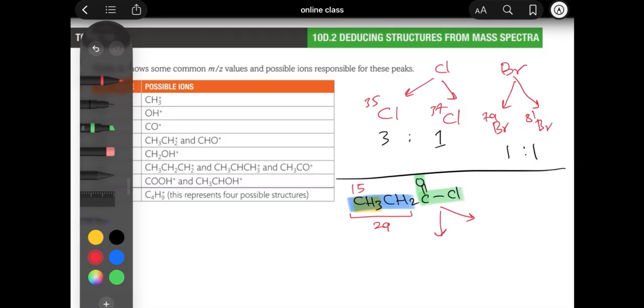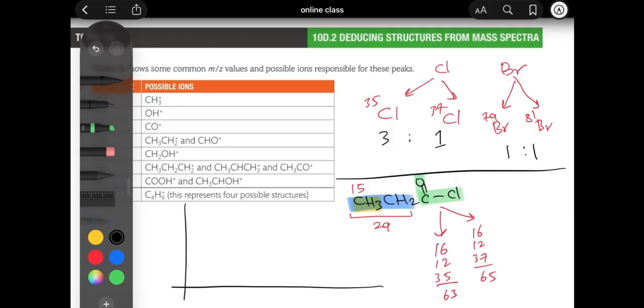If you count the molar mass when chlorine is 35 and when it's 37, and you count the C double bond O, you can say we have 16 plus 12 plus 35, or 16, 12, and 37. And if you count them, let me calculate them in the calculator. So the first one is 65 and the second one is 63. So a possible fragmentation for this one is going to be like this. The first possible fragment is 15, the second possible fragment is going to be at 29, and we have two possible fragments.